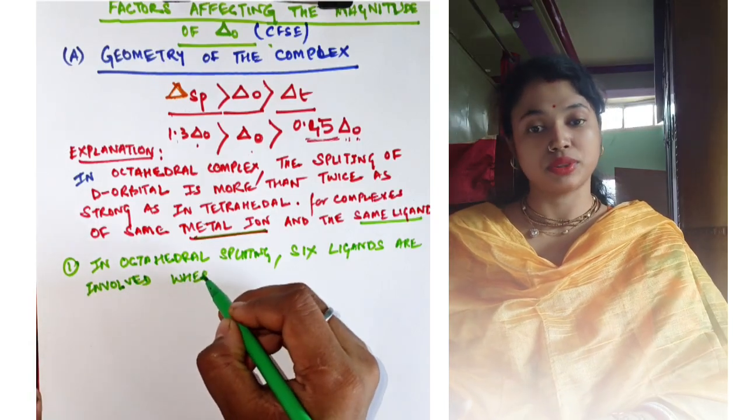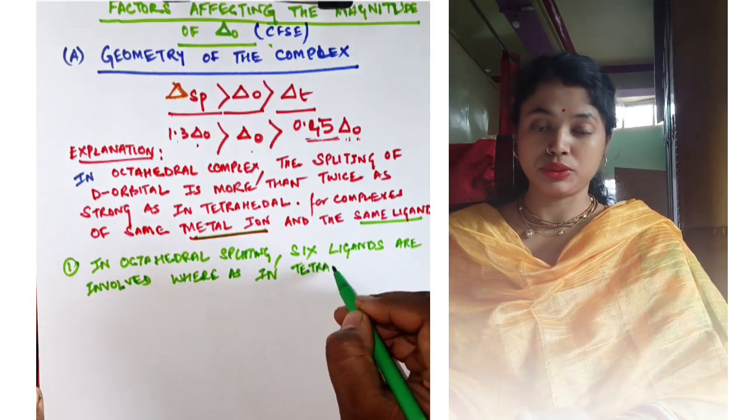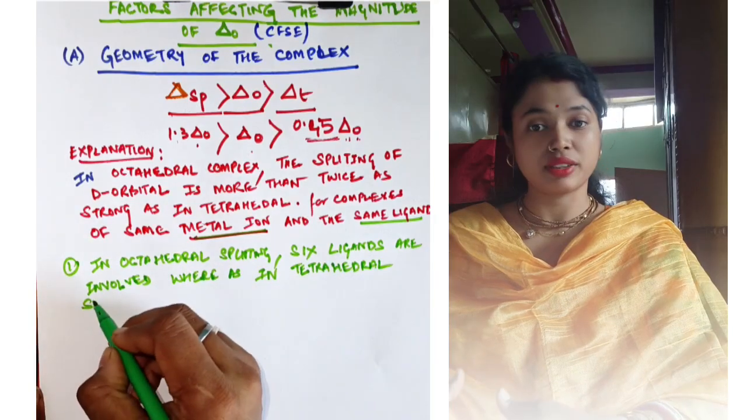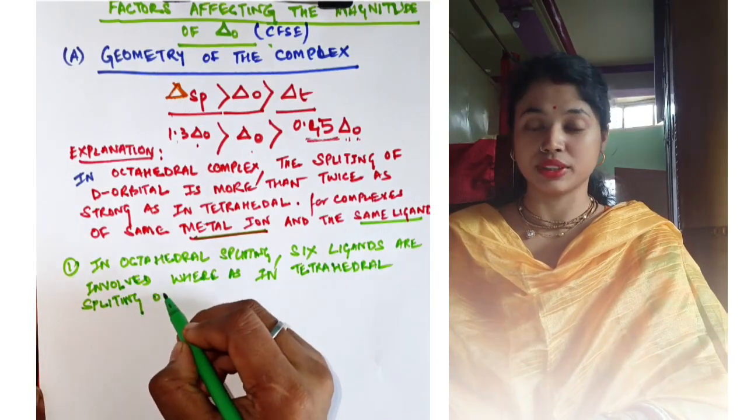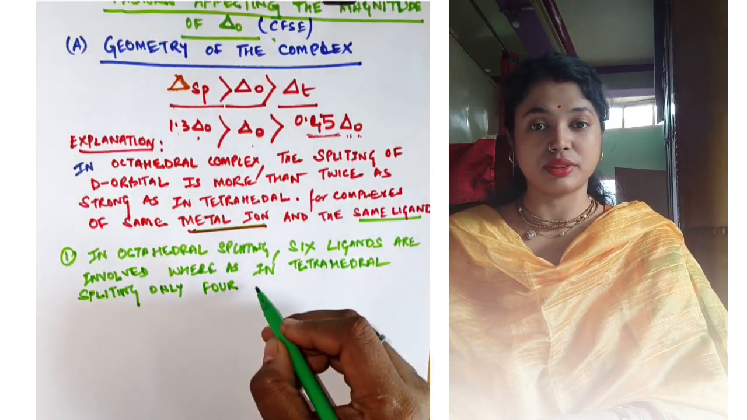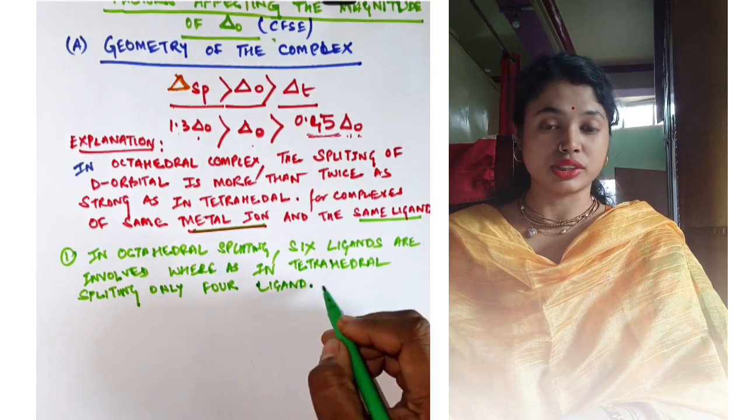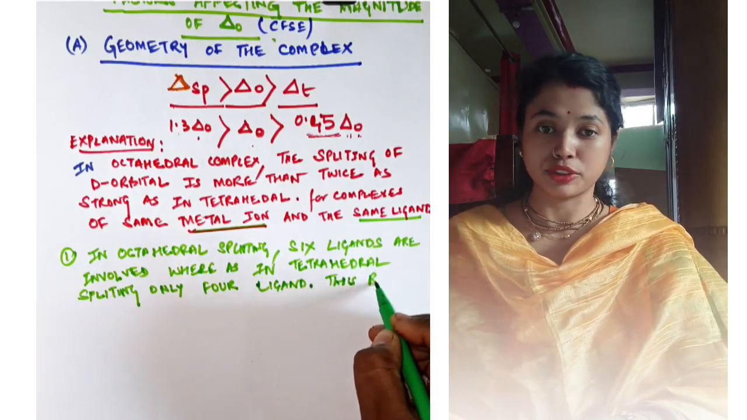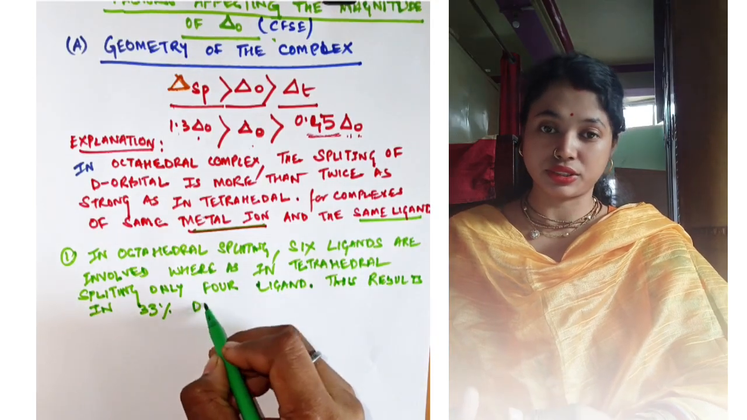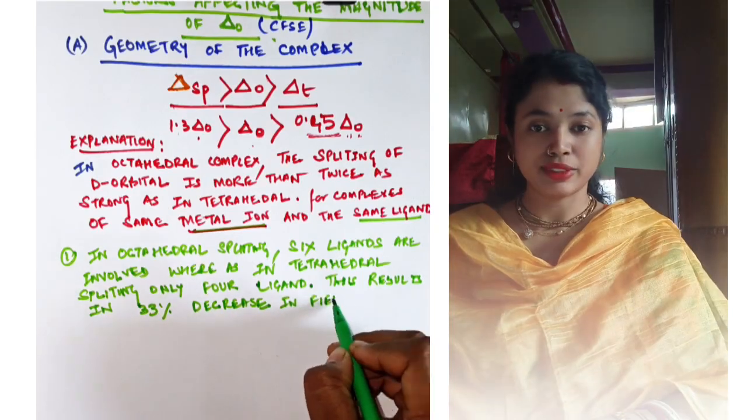Whereas in tetrahedral splitting, only four ligands are there. So this results in a 33% decrease in field strength. What does it mean?